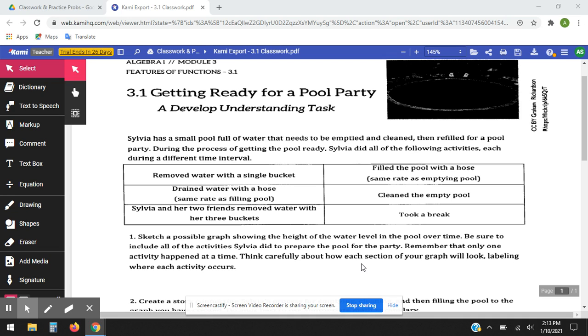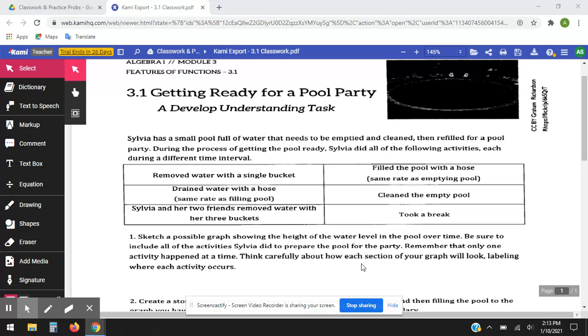Hi, this is Module 3, Lesson 1, Getting Ready for a Pool Party. So in this unit, we are going to start looking at how functions can be drawn different ways, not necessarily one with an equation, but one with situations, and the different aspects of it, the features of it.